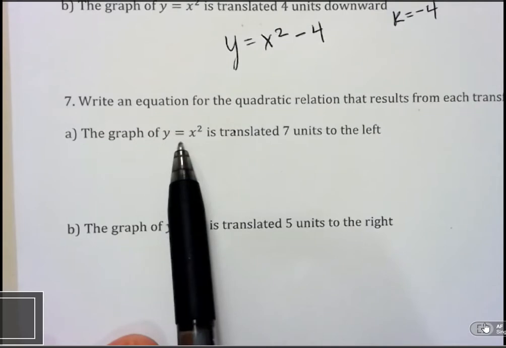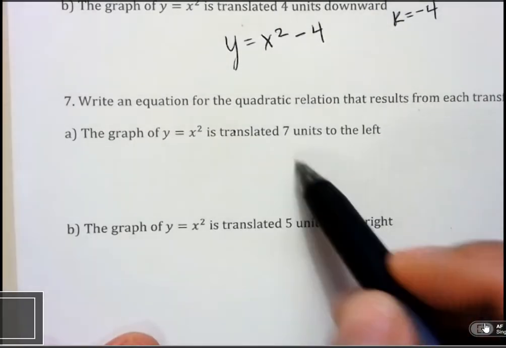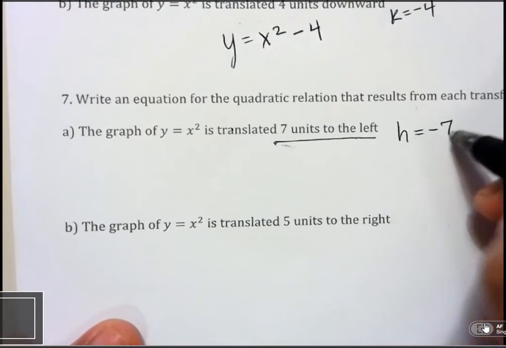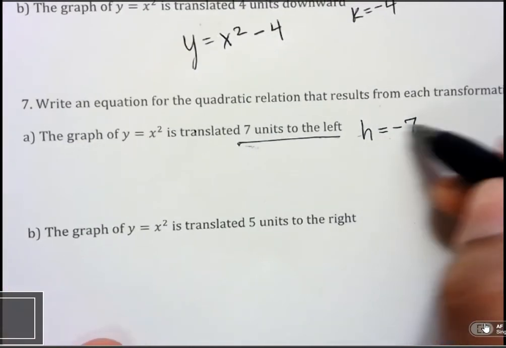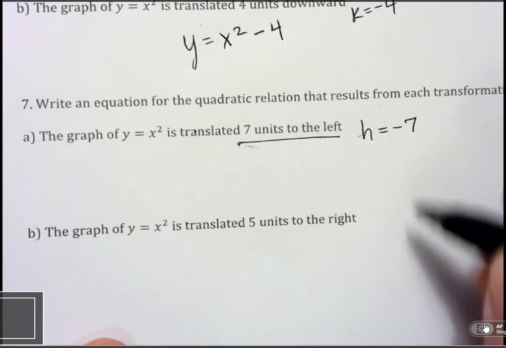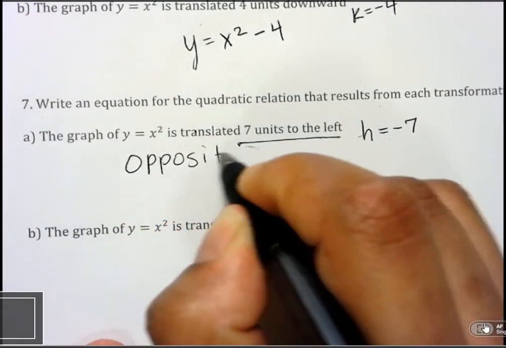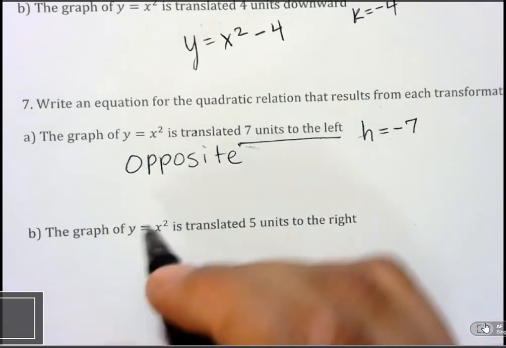We want to have a graph of y equals x squared that is translated 7 units to the left. 7 units to the left means h equals -7. But remember, this is opposite. In the function, you're going to put it in as the opposite. That means you're going to have a plus sign in the function.